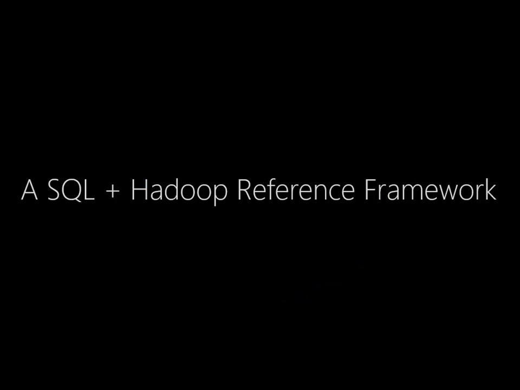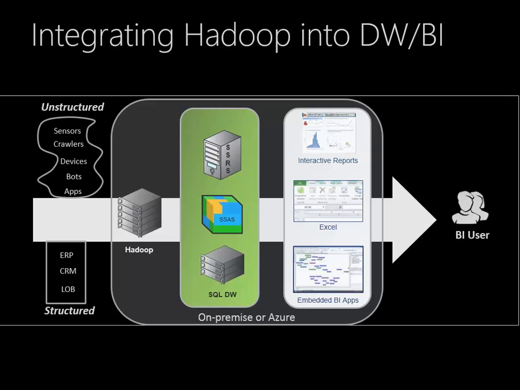So let's generalize that and think about what a SQL data warehouse plus Hadoop framework would look like. If we integrated Hadoop into our classic data warehouse and BI infrastructure, it might look something like this. Instead of using a SQL repository for our staging database, we might well use Hadoop HDFS. The advantage of that is we could land a lot of data there that doesn't have much structure. Sensors, crawlers, devices, bots, logs, all kinds of things.